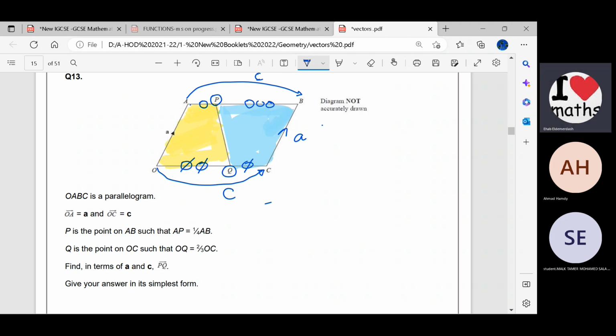Let's go and see it. If I said I need to go from P to Q, what should I do now to go from P to Q? Focus with me. I will go from P to what? A. So here I need to find out PQ.